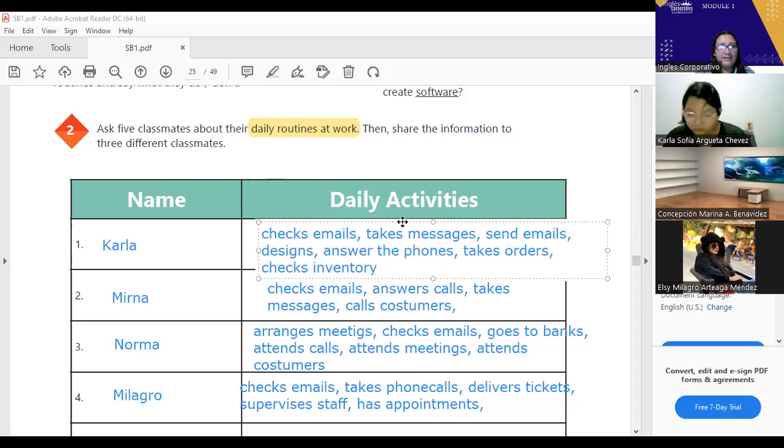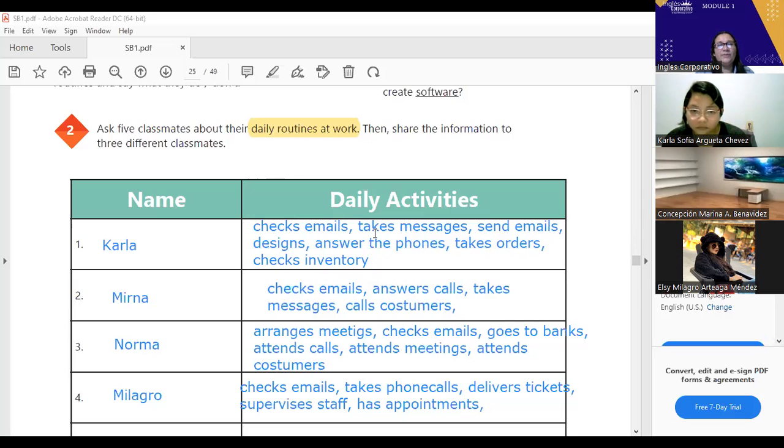Okay. Let's put it right here. Yes, there was a typo. Of course, you already have taken notes from other people's activities, and that's great. All these activities, of course, we have the S because it's she, right? All of these people are third person. She takes, she checks, she answers, she arranges, she supervises, right? All these activities go with the S because it's affirmative. And we're talking about a third person, okay?